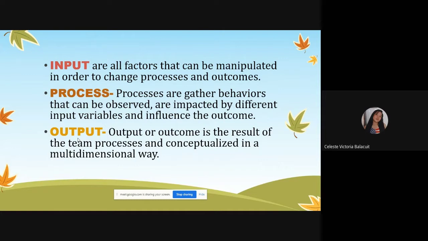Process. Processes are group behaviors that can be observed, are impacted by different input variables, and influence the outcome. A process is a graphical format or the flow of work or activities that usually contribute to accomplishing a specific goal. Output. Output or outcome is a result of team processes and is conceptualized in a multi-dimensional way. Output is data that has been produced by executing a model, and also a goal achievement, like for example, products and services.